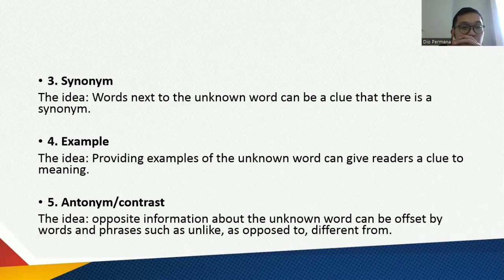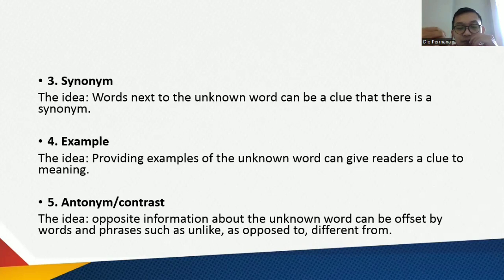And then you can also look at the examples given by the sentences. The idea of this procedure is that providing an example of the noun word can give the reader a clue to a meaning. You can get the example, and maybe you can read along all the lines in the text, and then take the examples from the article. It is quite similar to understanding the synonym, persamaan kata.